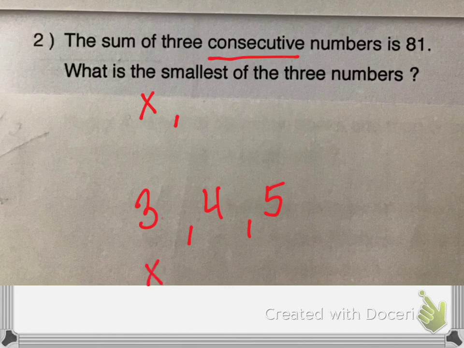If 3 was x, how do I get to 4? What do I do, Ben? X squared. Not x squared. That would be 3 squared is 9. How do I get to 4, Michelle? Yes, so it would be x plus 1. Because 3 plus 1 is 4.